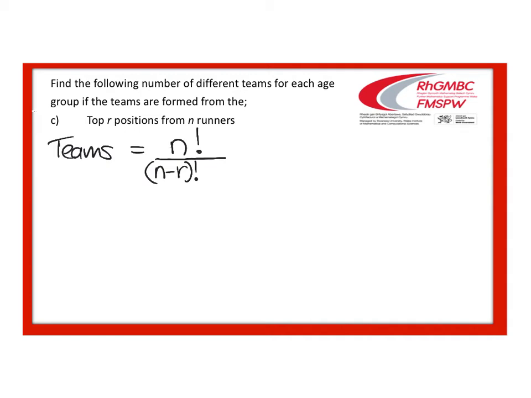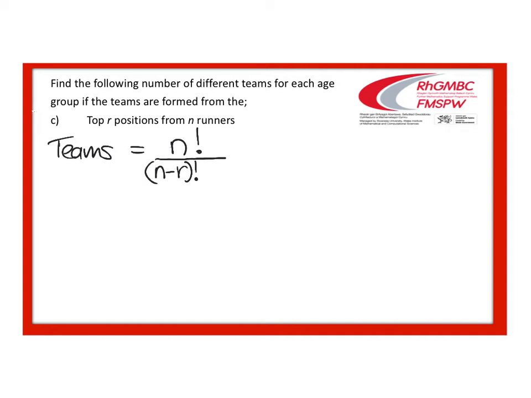Now remember, at this point, what I've actually got is the number of permutations. This will tell me the number of different rankings. So remember, rankings where order is important. This tells me the number of rankings I can have of R people from N. Now, since I'm picking a team, I don't really care about that ranking.